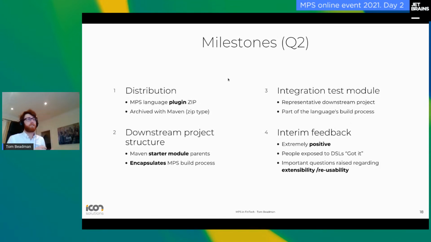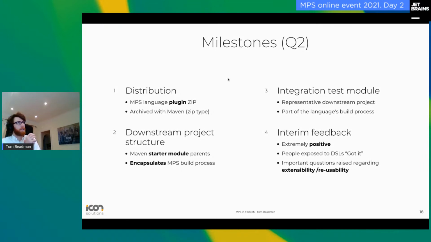Off the back of that, we then introduced the integration test module. This was an example downstream project structure that was part of the main language lifecycle, and its job was to consume the language distribution zip, import it into its solution, and for it to build. So it was really testing that the language had successfully built a coherent distribution zip, and that was very important as well. We couldn't release a version of the language if it was going to effectively break downstream projects, which is never desirable.